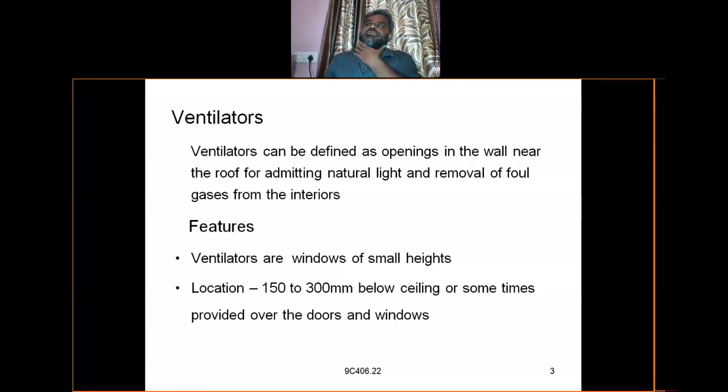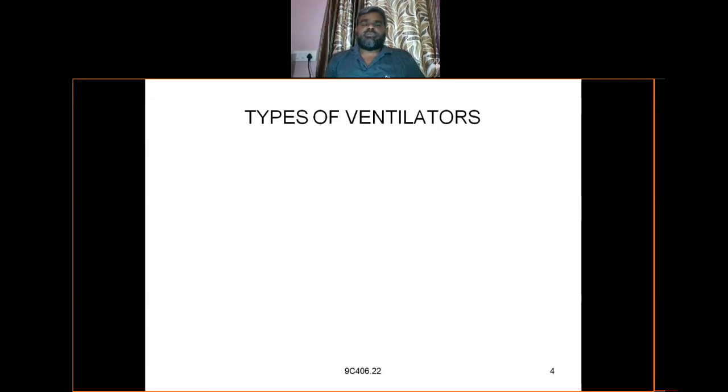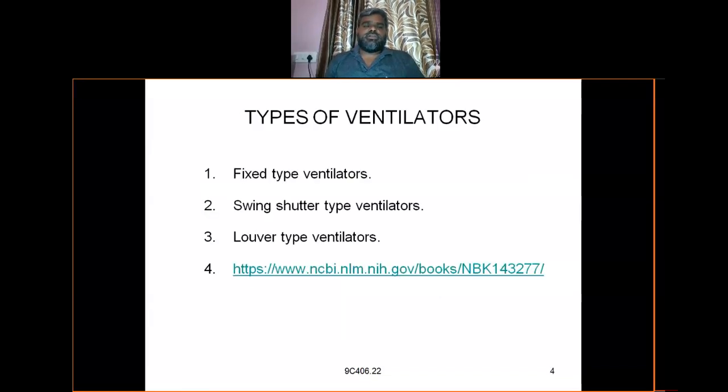So the main purpose of a ventilator is to admit light into the room and exhaust some foul gases from the room, right? Even exhaust fans are also fitted in ventilator openings. So types of ventilators: fixed type ventilators, swing shutter type ventilators, and lower type ventilators.